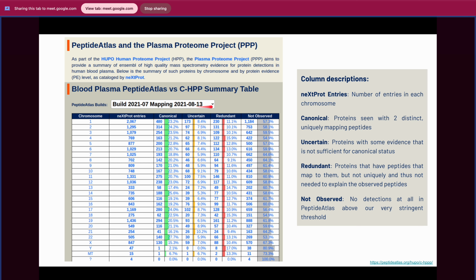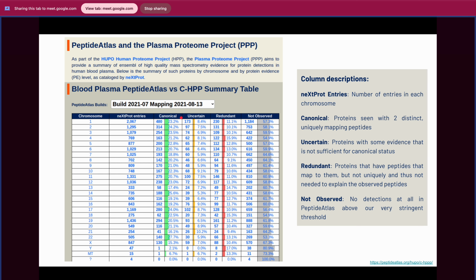So in this case, the build belongs to 7-2021, which means it was available for the year 2021. And these are the chromosomes for which the information has been identified. There are NextProt entries. NextProt is another repository where the information is stored. Then canonical, uncertain, redundant, and not observed.